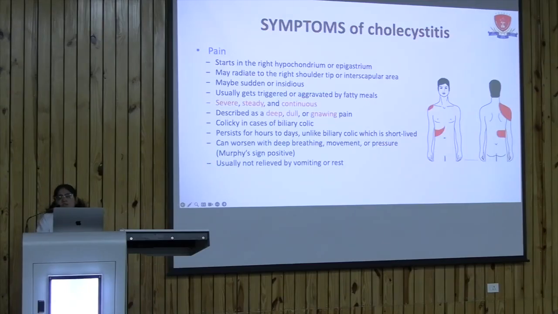Clinical symptoms are what the patient reports he feels, and signs are what the examiner elicits. Symptoms of cholecystitis include pain, which starts in the right upper quadrant and may radiate to the right shoulder. It may be sudden or insidious and usually gets triggered or aggravated following fatty meals. Pain is severe, steady, continuous, and described as deep, dull, gnawing.